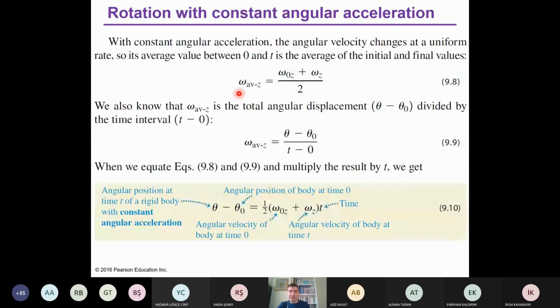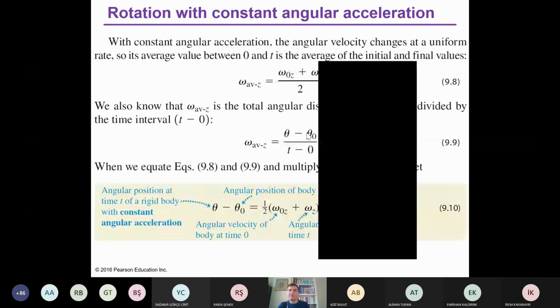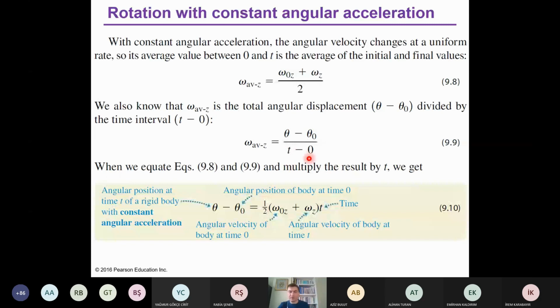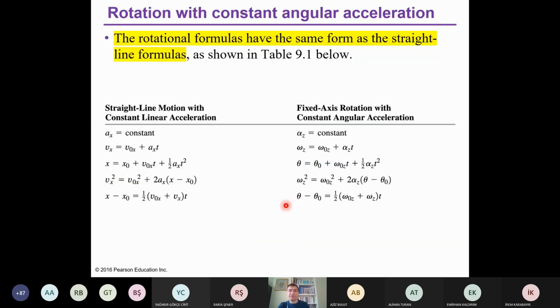So we also know that average angular velocity is given with delta theta over delta t. So this is the angular displacement, delta theta, which is given with theta minus theta 0, and this is the delta t when the initial time is 0, okay? So then just use these two equations that they are equal to each other. Then from these two equations, you can get this expression. This is the total angular displacement theta minus theta 0, when the angular acceleration is constant, which is given with 1/2 omega 0z plus omega z times time. This was the fourth one, and now we have two others here. We will calculate them.